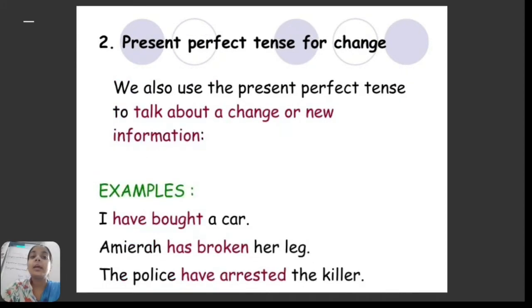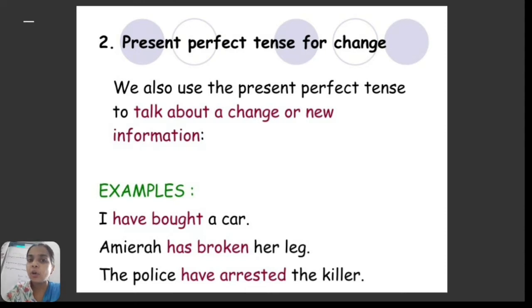Then present perfect tense is also used for changes. It means it talks about a change or new information. Like, I have bought a car. Change, some new thing has come. Amria has broken her leg. The police have arrested the killer.